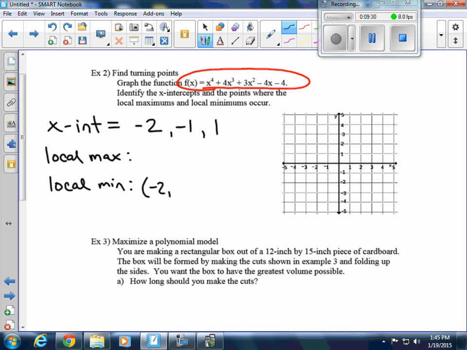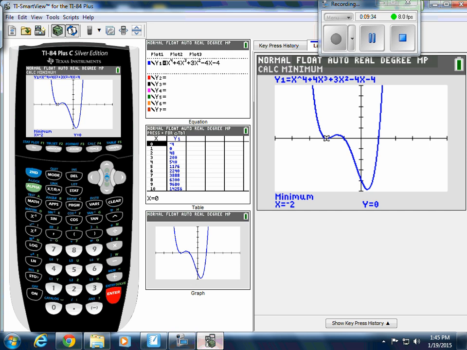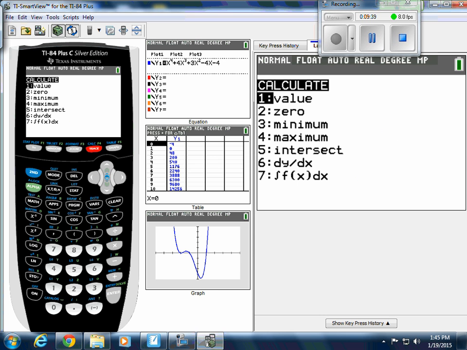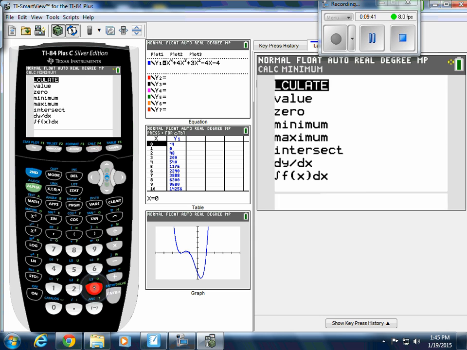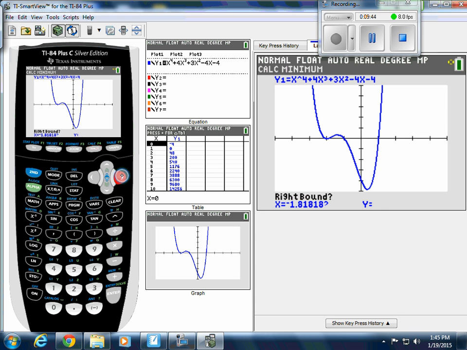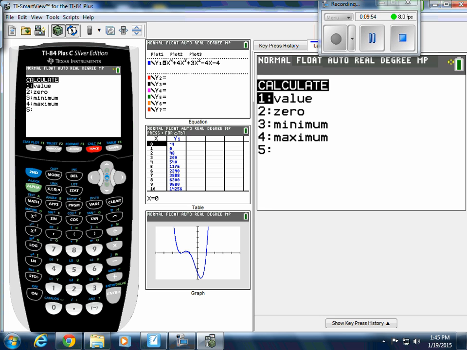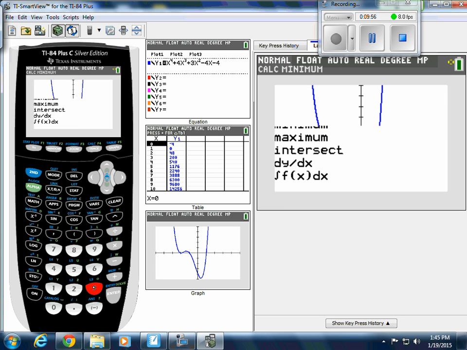So -2, 0. Then if we want to find the other local minimum, we're going to do the same thing. Let's go to second calculate or trace, and that's the calculate button. And I want to find the minimum. But this time, let's go to find. Oh, messed up there. So let's go to find the minimum.